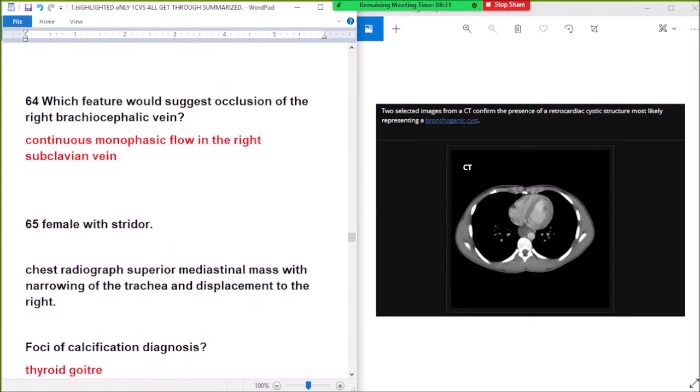Question 64. Which finding suggests occlusion of the right brachiocephalic vein? Continuous monophasic flow in the right subclavian artery. Now, when there's monophasic flow, then it means there's some obstruction.